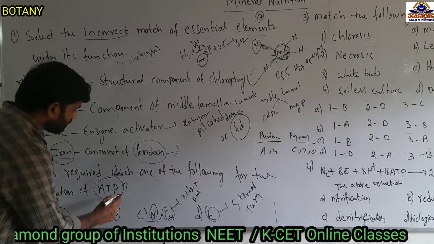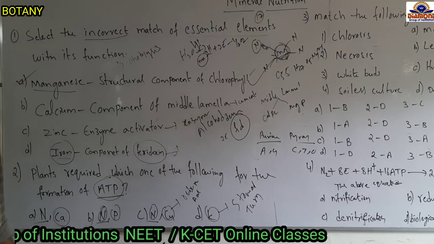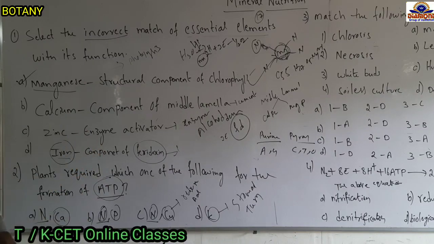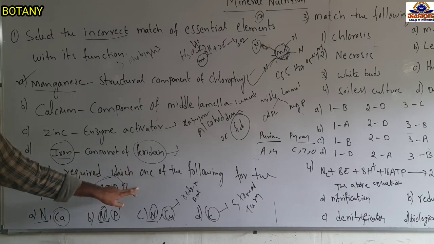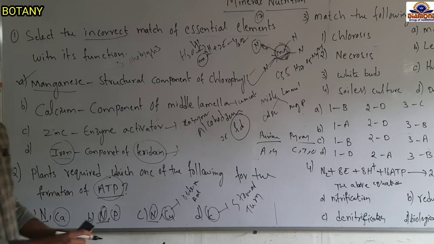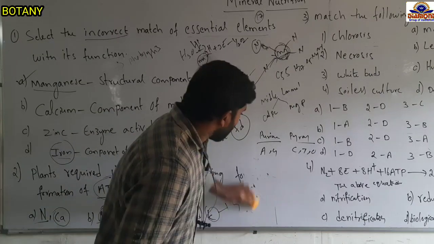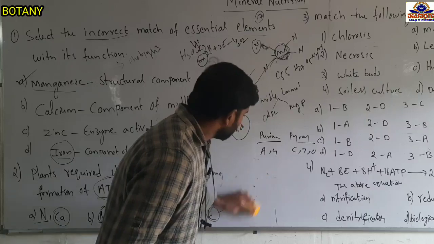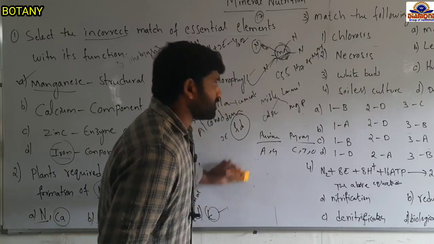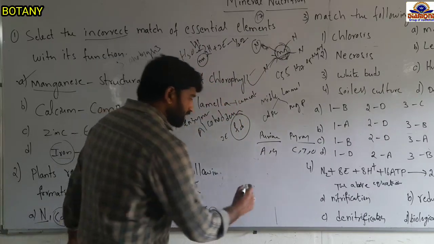So when we see ATP, abbreviated as adenosine triphosphate, it's the energy currency of the cell. Adenosine triphosphate. When we see adenosine, adenosine is a nucleoside.